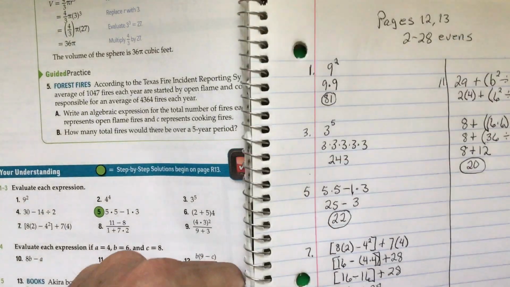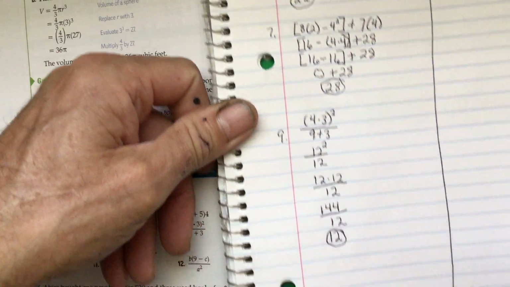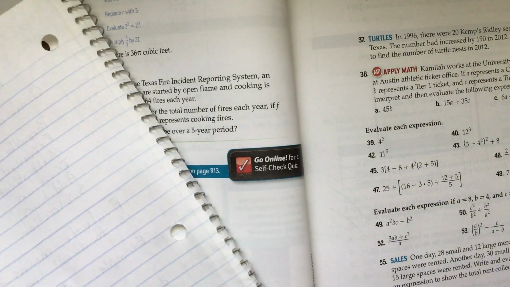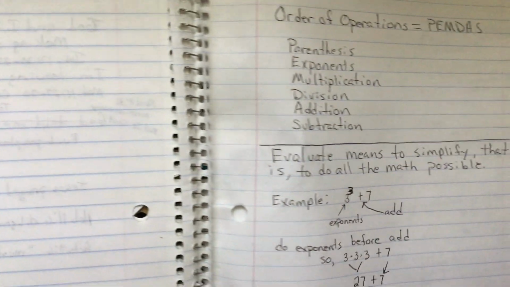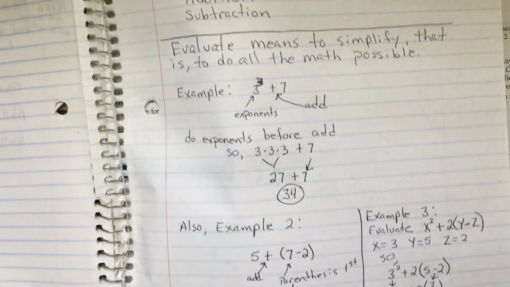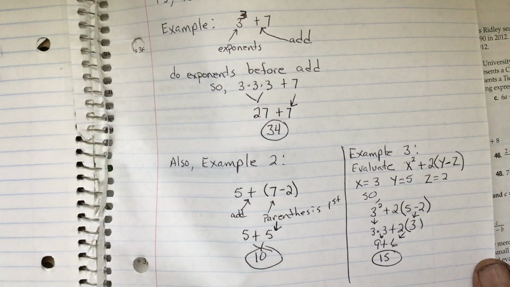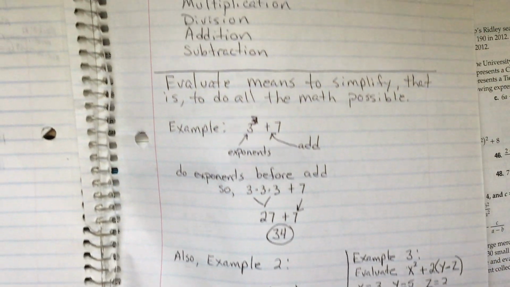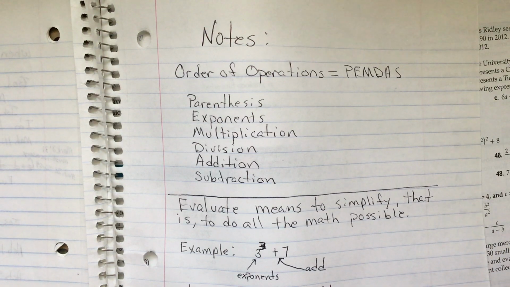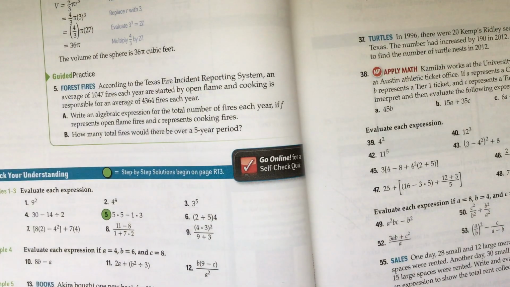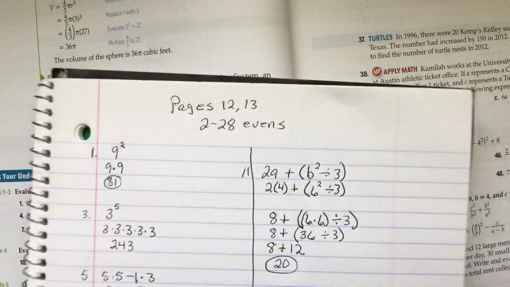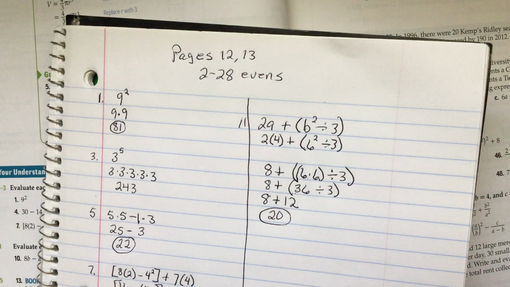This is the way that I want your work to look. You can use front and back of your paper. If you need to pause the video and take a look and write down these notes that I have written, then go ahead and pause it. Make your notes and have them right there next to you as you're working on this assignment. 2 through 28, 2, 4, 6, 8, 10, 12, 14, 16, 18, 20, 22, 24, 26, 28.